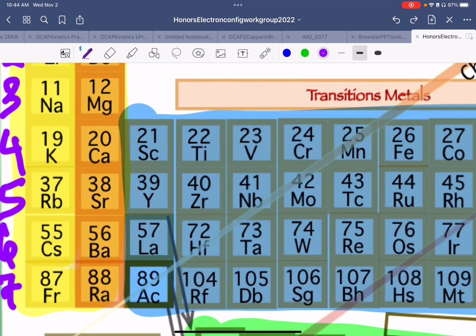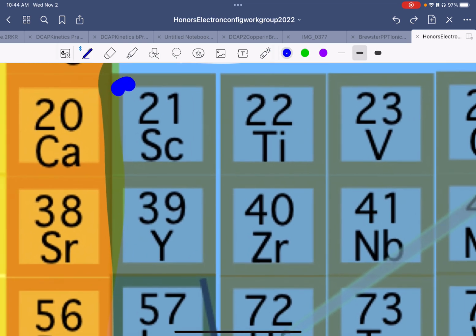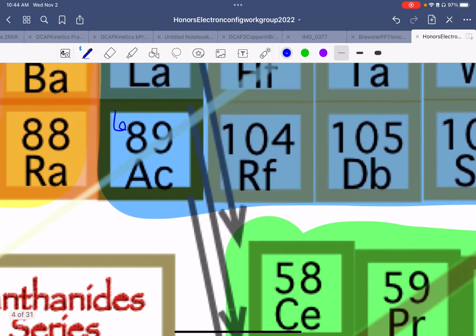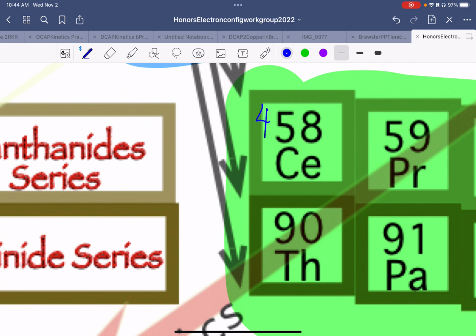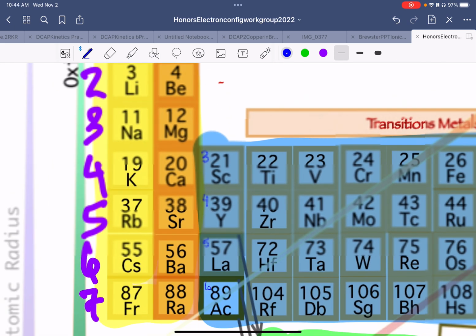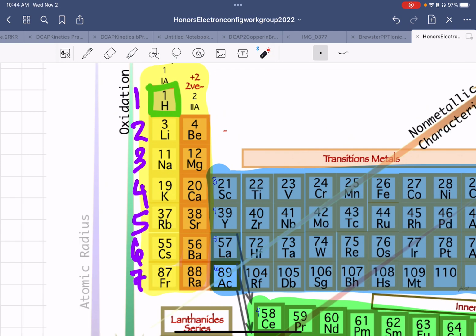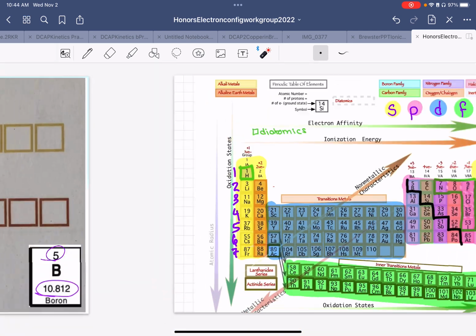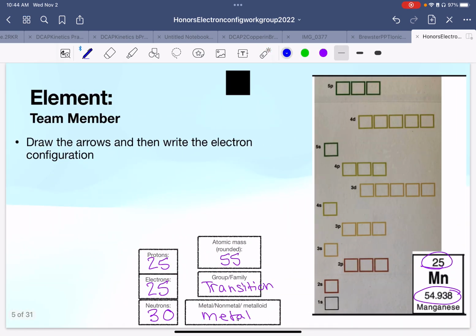But I've got to remember that I was supposed to mark this with a 3, a 4, a 5, and a 6. And my inner transition metals go up 2 levels from the row they're on, a 4 and a 5. So even though this is on the 4th row, since it's in the D block, its energy level is actually a 3. So this is 3D, 1, 2, 3, 4, 5. So 3D5.